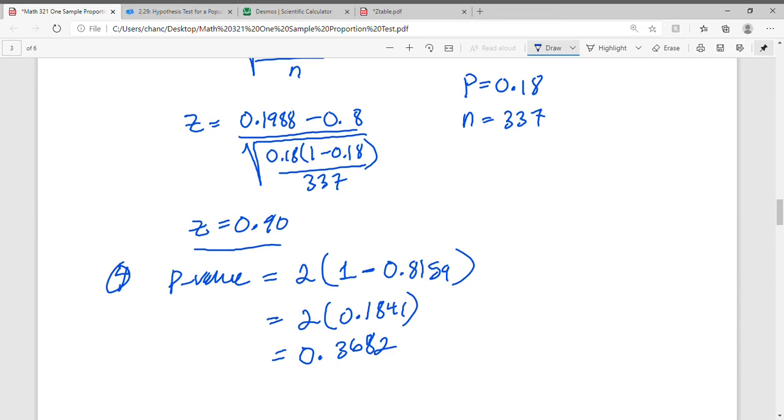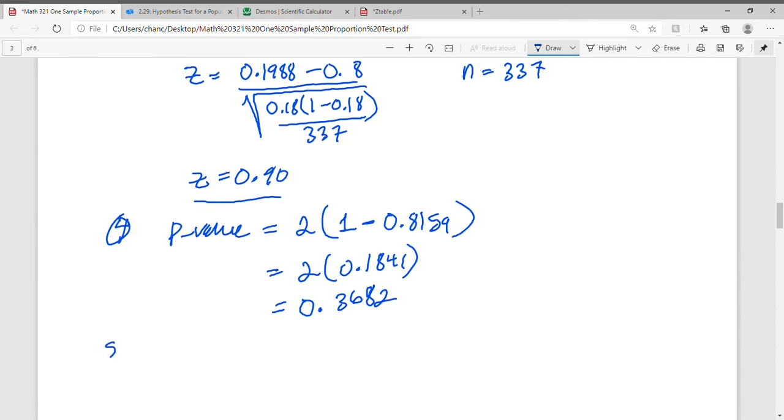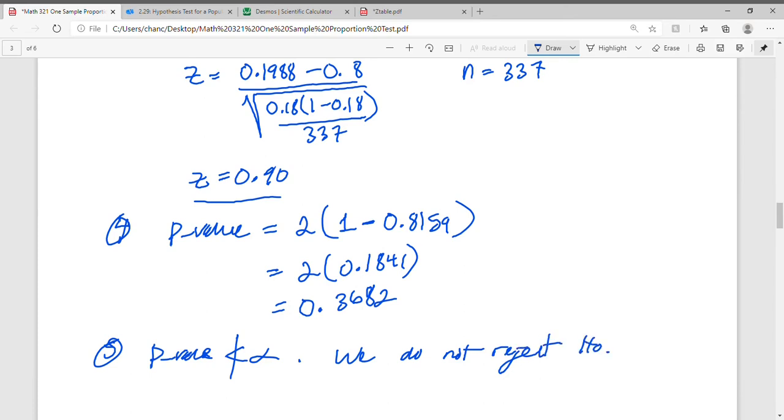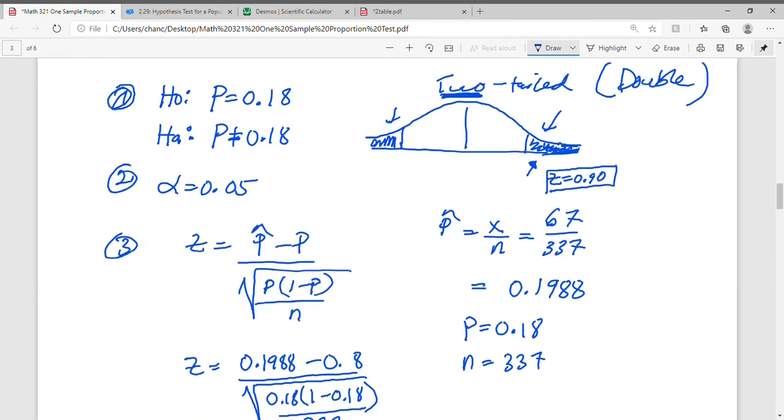Now, if you're using technology to do this, you don't have to double the p-value. The computer does the doubling for you. This is only if you're doing it by hand, we need to double the p-value. In step 5, we ask, is the p-value less than alpha? No, it is not. We do not reject our null hypothesis. There is not enough evidence to conclude, and in this case, let's look at our alternative hypothesis to make a conclusion.